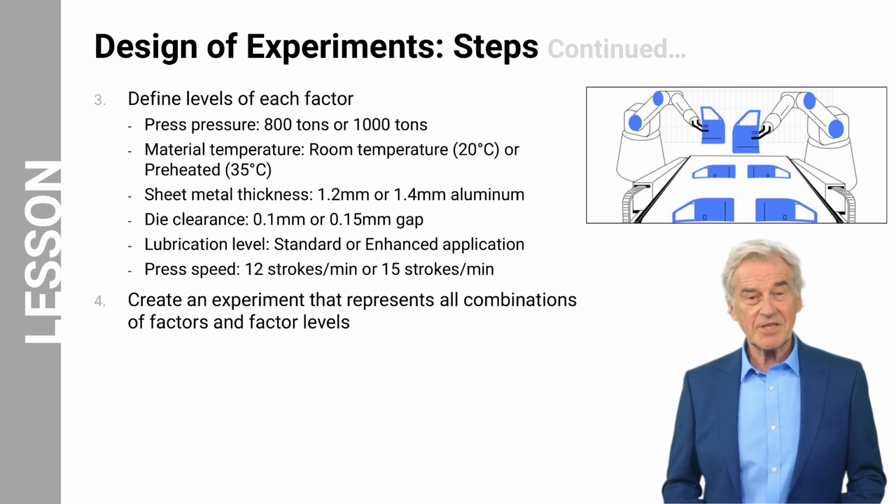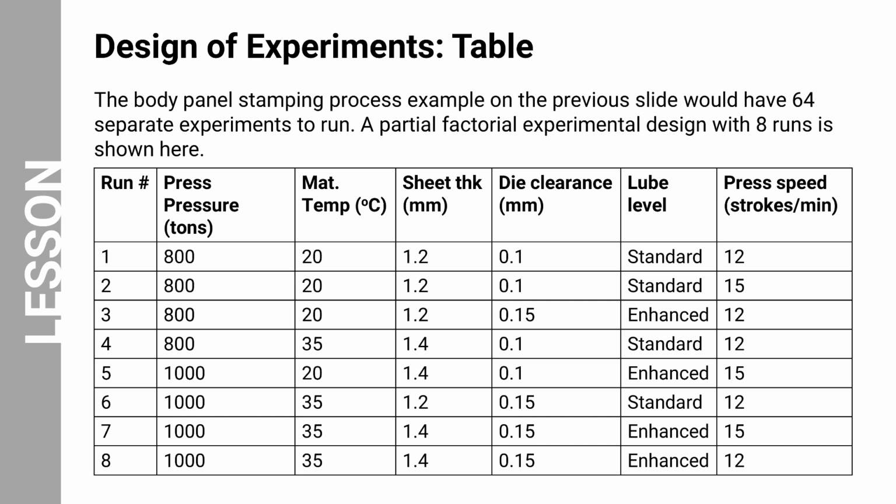Next, an experiment must be created to represent every possible combination of factors and factor levels. The next slide shows an example of stamping process factor combinations. The table here shows a partial factorial experimental design with 8 runs out of a possible 64 combinations in a full factorial. Each row represents a unique combination of factor levels. Runs are organized to test different interactions between factors. The table includes both high and low levels of each factor.